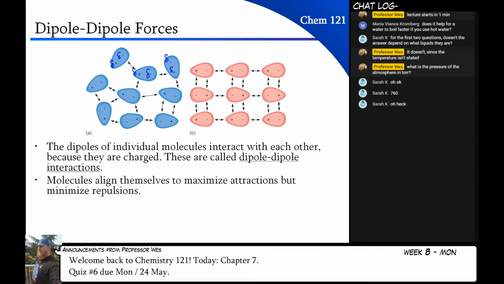Even though the molecules are not lined up regularly, they still do the best they can. They're trying their best, you guys. And as the molecules move past each other, they bend and twist and change their orientation such that they try and maximize all of the attractions and minimize their repulsions. Any attraction between a partial negative and a partial positive is called a dipole-dipole interaction.